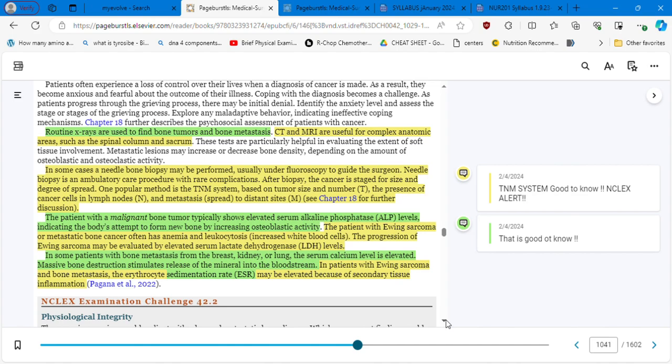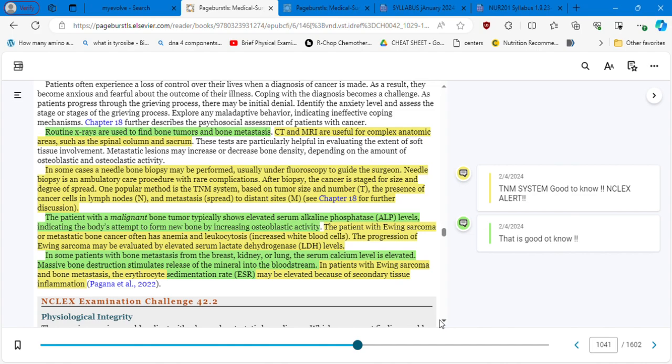The patient with a malignant bone tumor typically shows elevated serum alkaline phosphatase. We spoke about this marker, let's call it this way, in the previous chapter, okay? Indicating the body's attempt to form new bone and increasing osteoblastic activity. So alkaline phosphatase belongs to one of the 3 liver enzymes: your AST, your ALP, and your ALT. This one is in reference to bones.